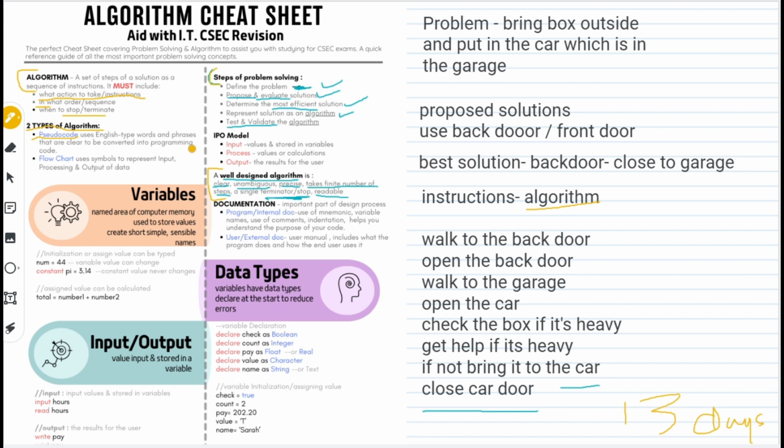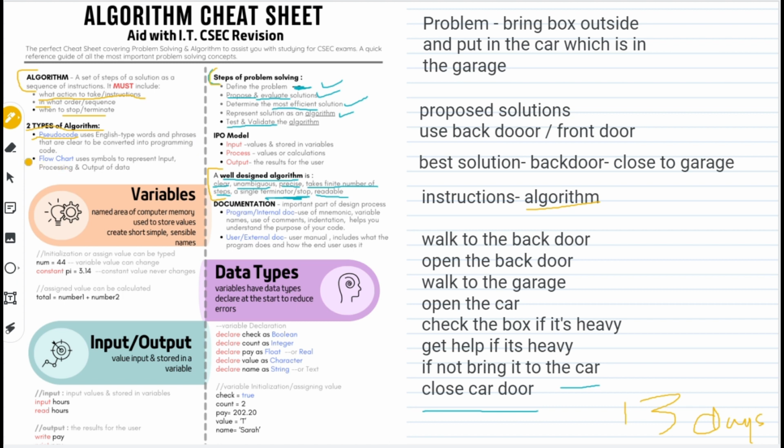So when you did your SBA, you did something similar. You did a pseudocode. The choices were you could do a pseudocode or a flowchart. So the first type of algorithm is a pseudocode, which is English type words and phrases that are clear to be converted in a programming language. So you can just read it and then write the appropriate syntax in the language that you're using.